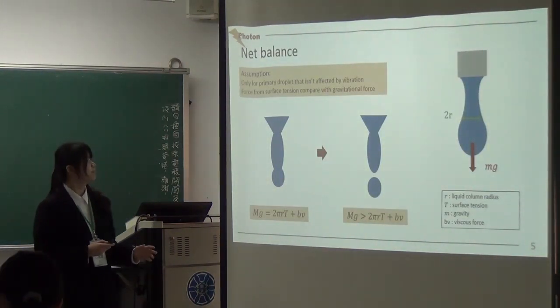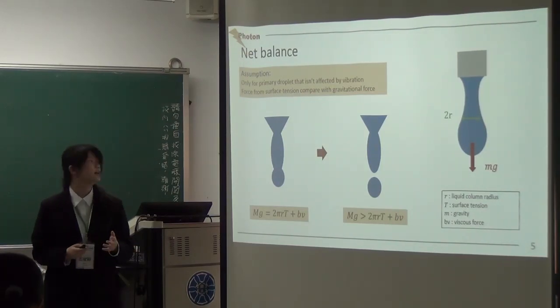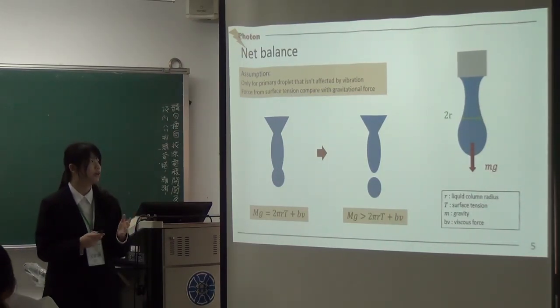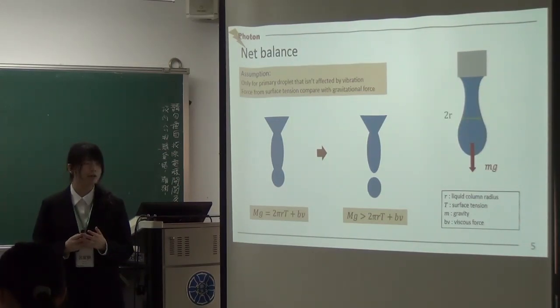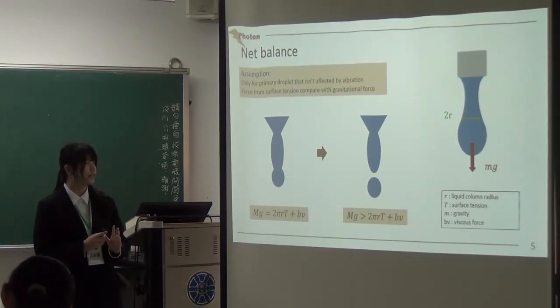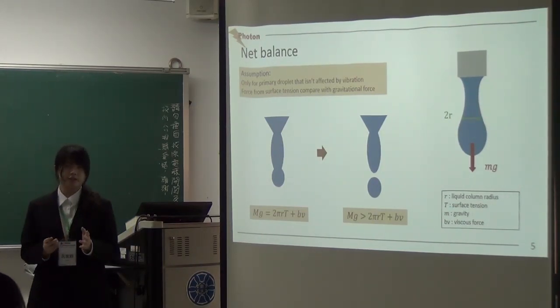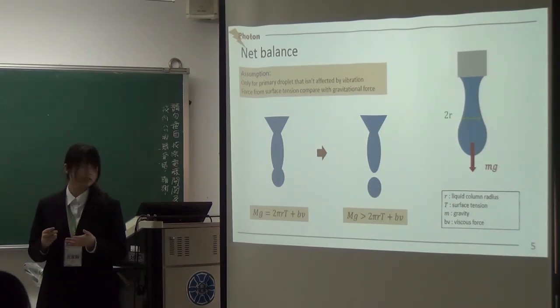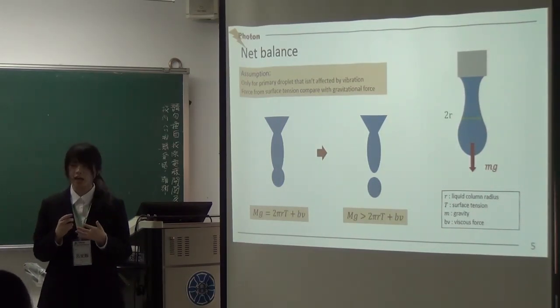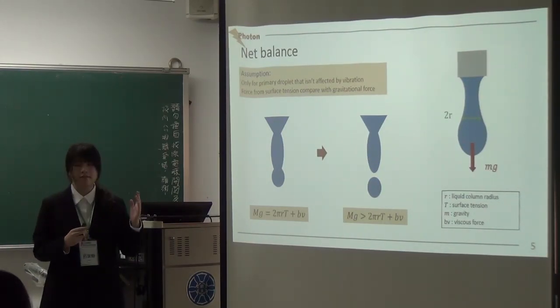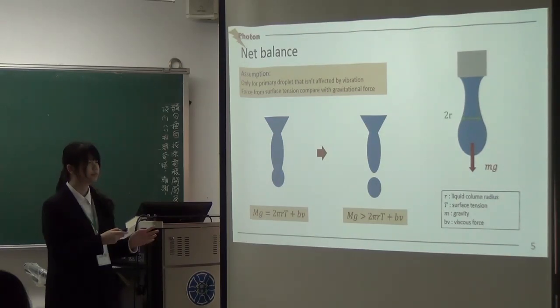And here is the force balance. Our assumption is that only the primary droplet is considered, it isn't affected by vibration, and the force from the surface tension is compared with the gravitational force. We call the liquid column radius R. When the gravitational force is equal to the surface tension plus the viscous force, the droplet will not fall. If the gravitational force is greater than the surface tension plus the viscous force, the droplet will fall.